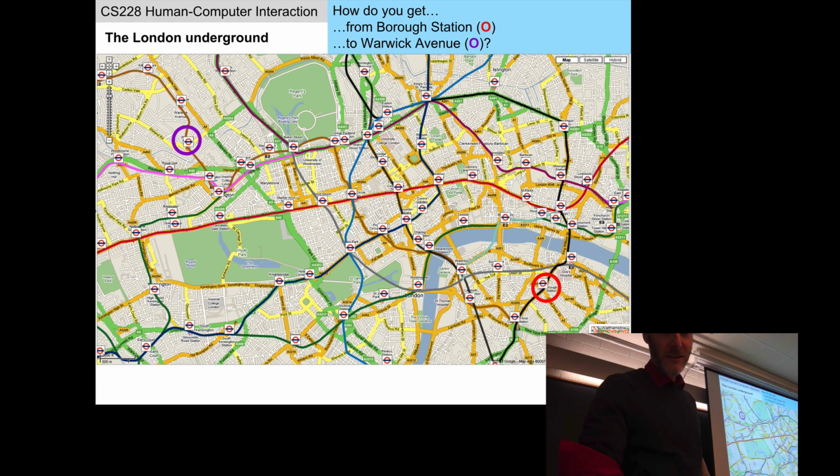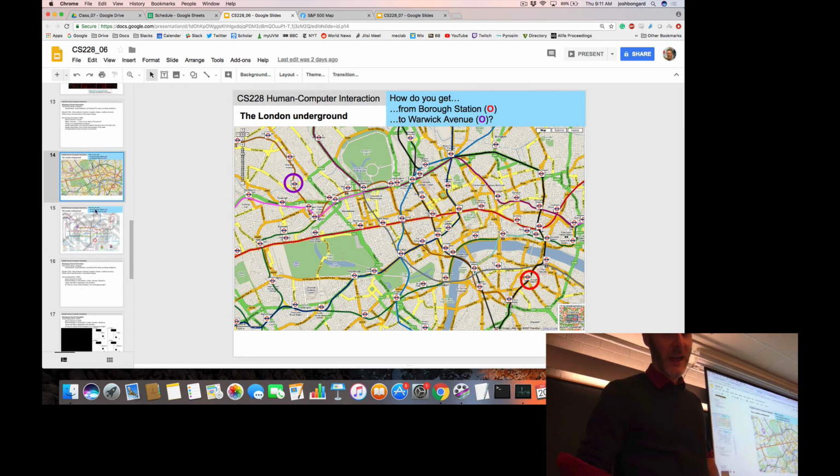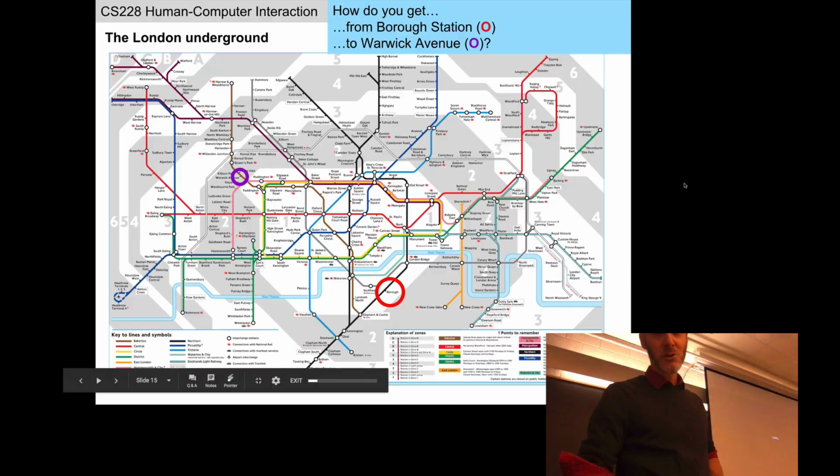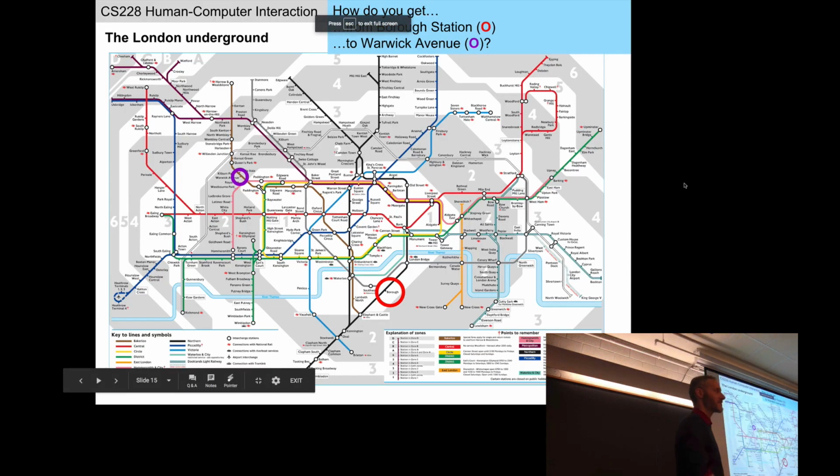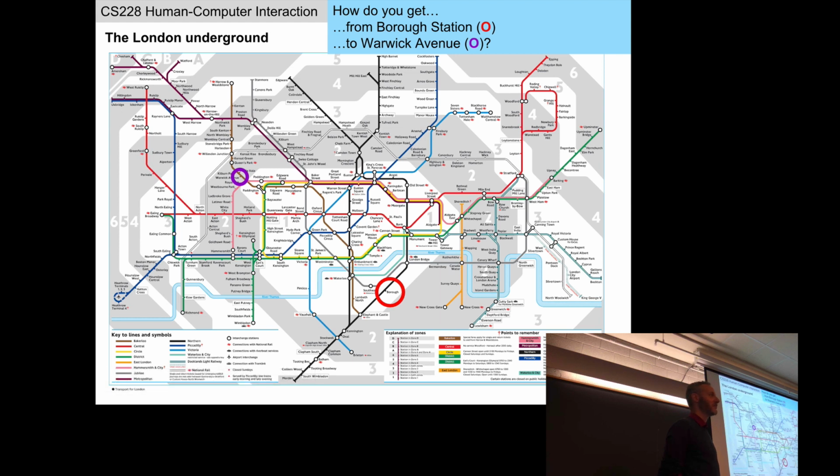Okay. All right, let's play exactly the same game again, but using the actual map of the London Underground. Better, right? Much, much better. What's the best route here? Sorry? Take the mountain train. Should we start from Borough Station? Go down to Elephant and Castle on the black line, northern line. Yep, and then.